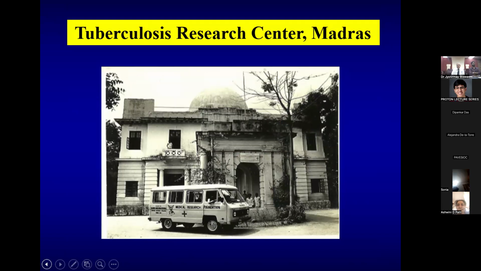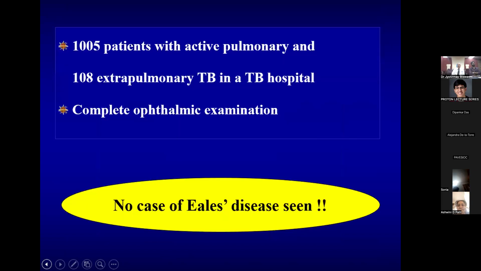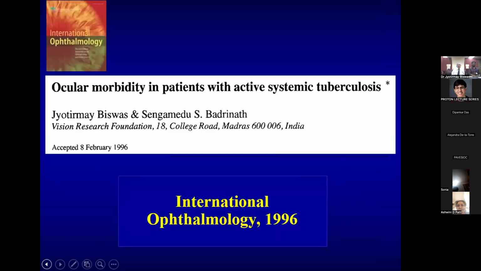a makeshift eye department and saw 1,005 patients of pulmonary and 108 extrapulmonary TB in a TB hospital. Complete ophthalmic examination was done after dilatation, indirect ophthalmoscopy was done, but no case of Eales disease was seen. So we published this in International Ophthalmology, ocular morbidity in patients with active systemic tuberculosis. In fact, ocular tuberculosis was seen only in 14 patients, comprising 1.39% of the patients with systemic tuberculosis.